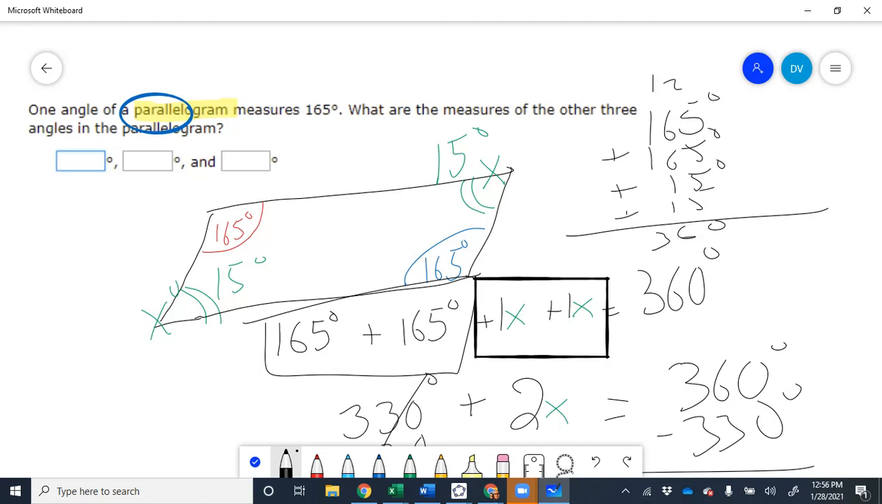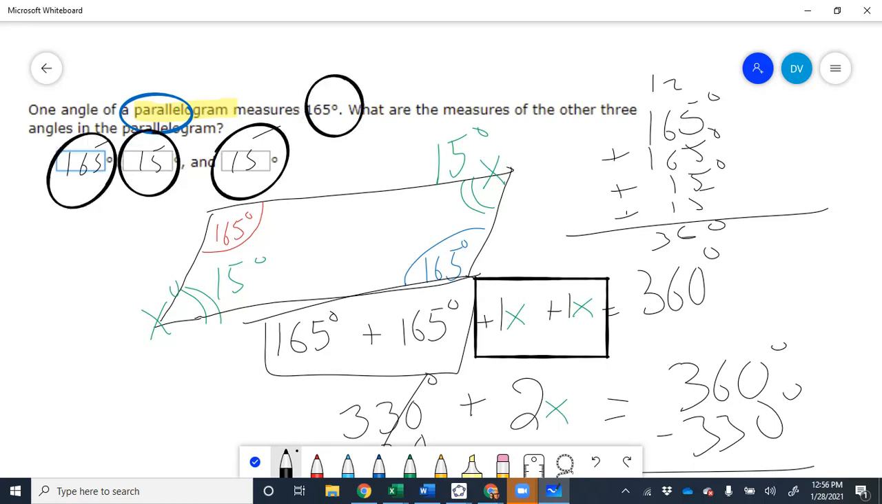So the correct answers, they already gave us 165. The other angle is also 165. And the other two angles are 15 degrees and 15 degrees. So we have 4 angles in there, and they already gave us the 165, plus that, plus that, plus that. All add up to 360. Almost said 180. They add up to 360.